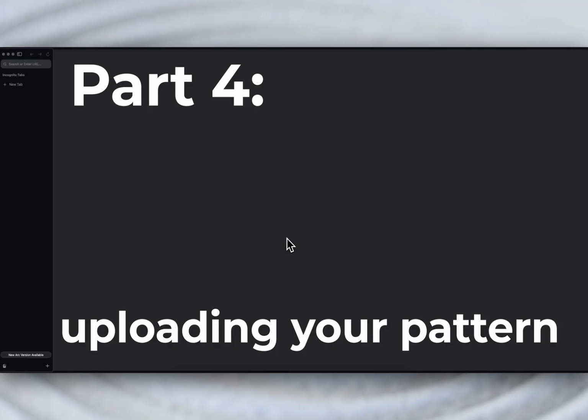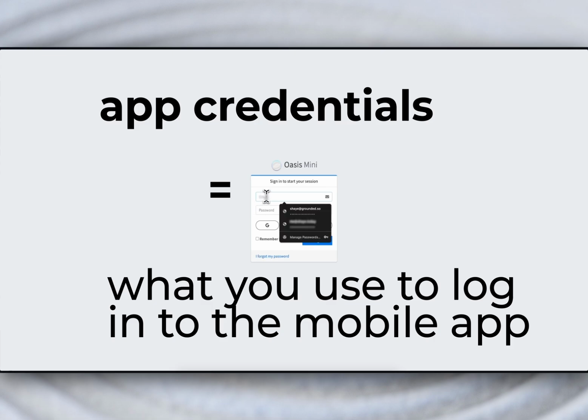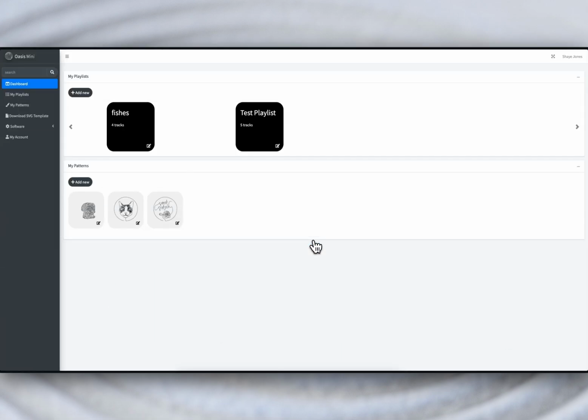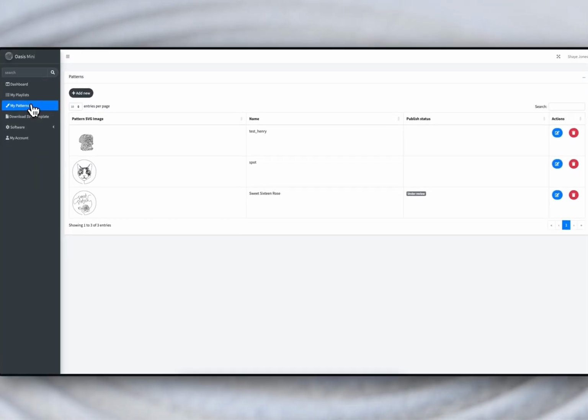Part 4. Uploading your SVG file to the cloud. In a browser on your computer, navigate back to app.grounded.so and log in with your app credentials. Click on My Patterns in the left-hand sidebar. Click the Add New button at the top of the My Patterns page.